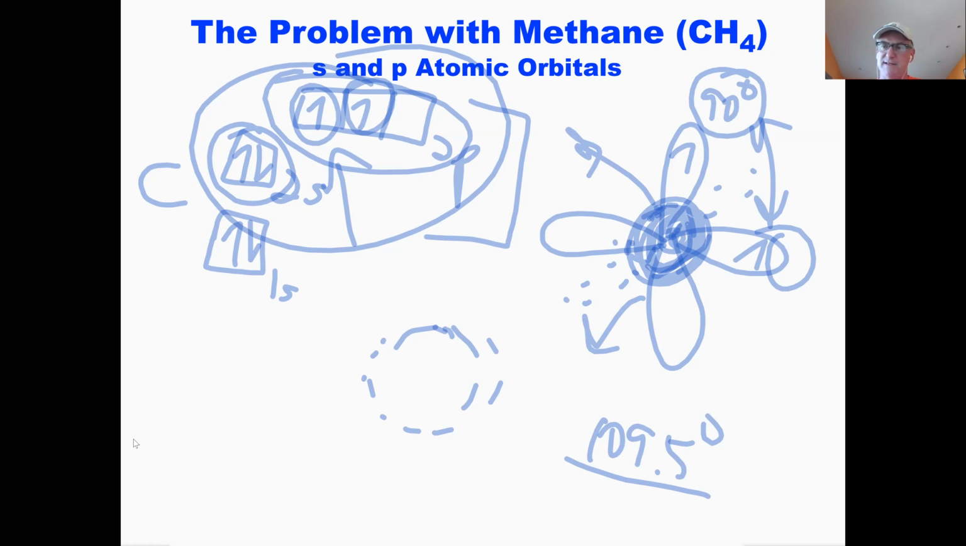Does that make a little more sense? Yes. Yeah, it's the 90-degree angles of the p orbitals that screw everything up, because they're not 90 degrees. So they can't be in just p orbitals. They have to be in something different. And we'll see what that something different is next time. Okay?